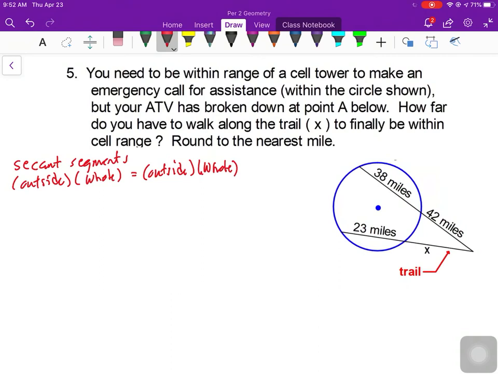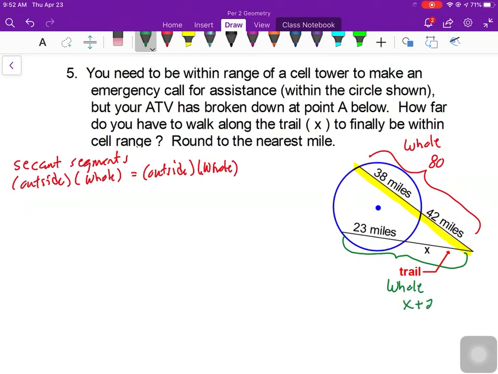Now, before we proceed, let's go ahead and find our total lengths. So along this one, the whole will be 42 plus 38, which is 80. And then along that bottom one, the whole will be 23 plus x, so x plus 23.